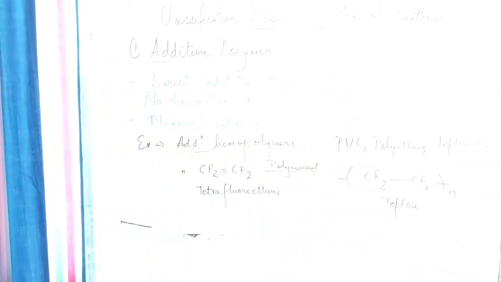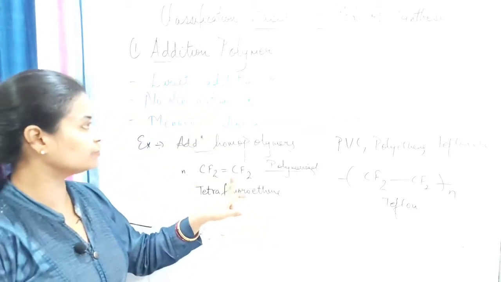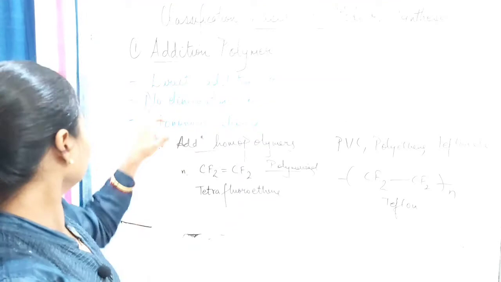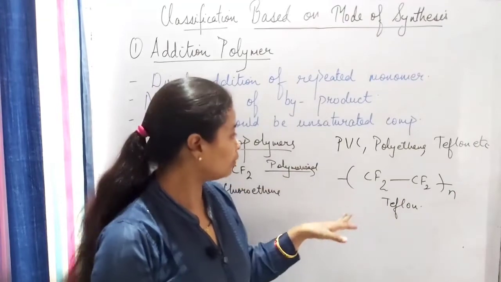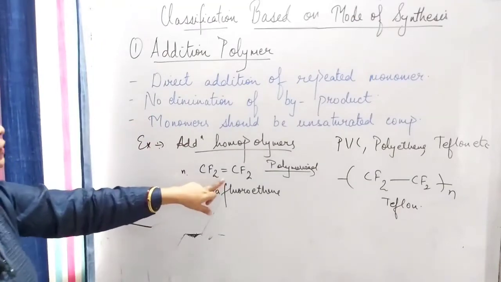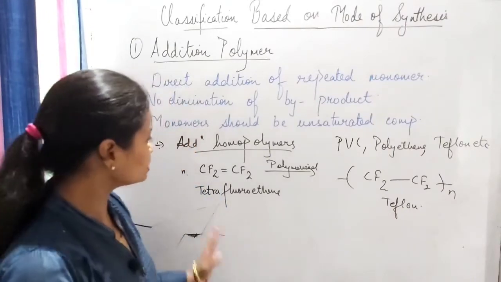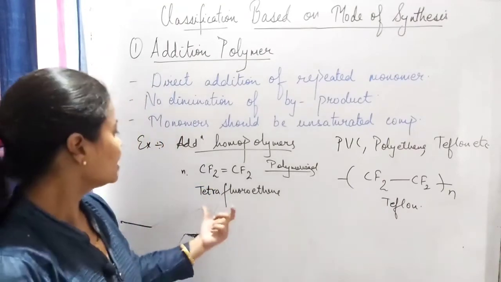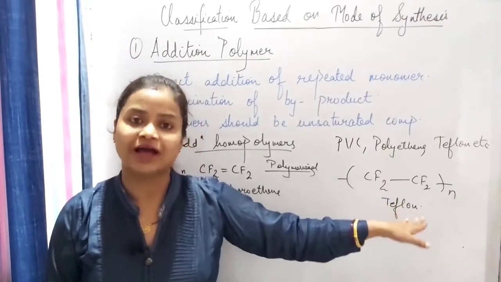So you can see here addition is occurring. Now let us see all the criteria. Direct addition of repeated monomers: N number of these tetrafluoroethene units are directly getting added up. When the polymerization is occurring, only the pi bond is getting cleaved, but no elimination of byproduct is happening. The monomers are unsaturated compounds. So this is an addition polymer. Why did I call it an addition homopolymer? Because only a single type of monomeric unit is combining together to give the final polymer.